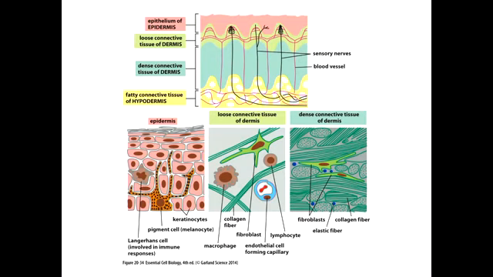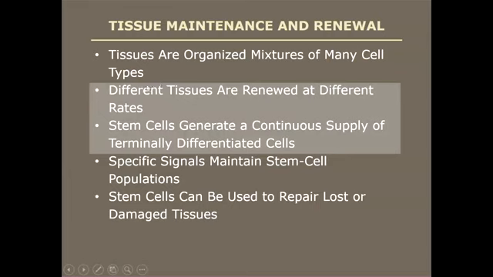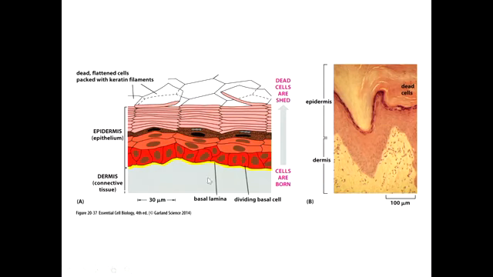Different tissues are renewed at different rates. Stem cells generate a continuous supply of terminally differentiated cells. Not all tissues grow the same way. Some tissues in adults, like your skin, have rapid proliferation. Others, like your brain, have almost no proliferation. So you have different tissues renewing at very different rates. Your skin is an easy example of rapid cell proliferation. As we've talked about, this is why skin cancer can be quite common, because it's a rapidly proliferating tissue.